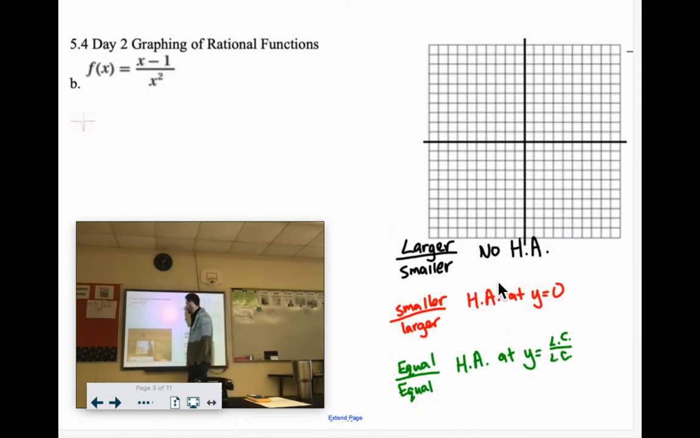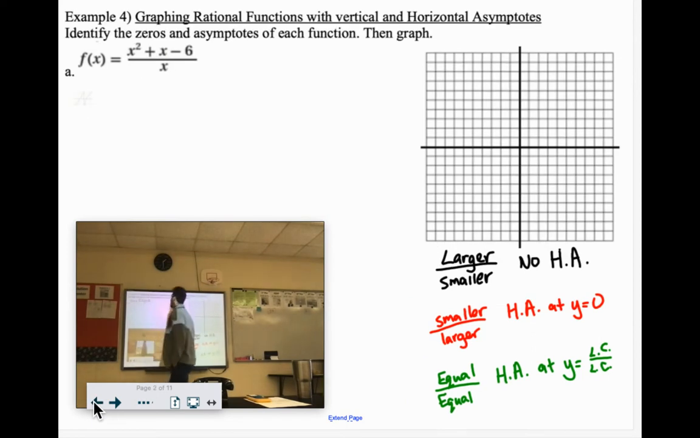There we go. All right, let's graph, huh? All right. X squared plus x minus 6 over x. So if you look, our degree up top, which again, the degree is the variable exponents. So it's the second degree in the numerator, first degree in the denominator. So if it's larger over smaller, there is no horizontal asymptote, so there won't be a flat line that kind of cuts the graph that way.